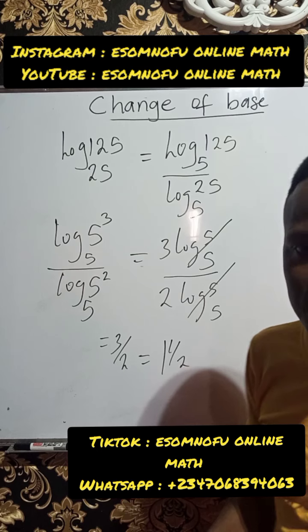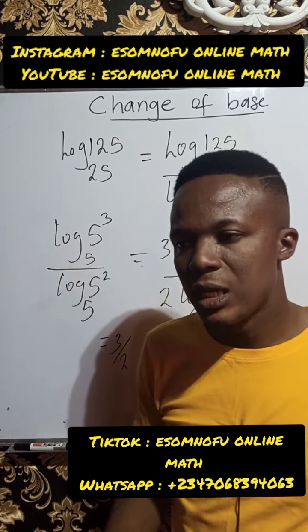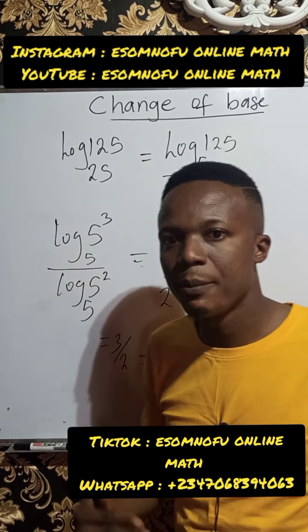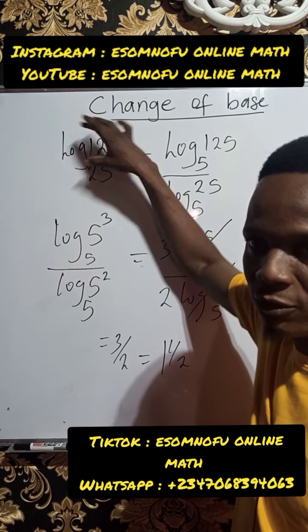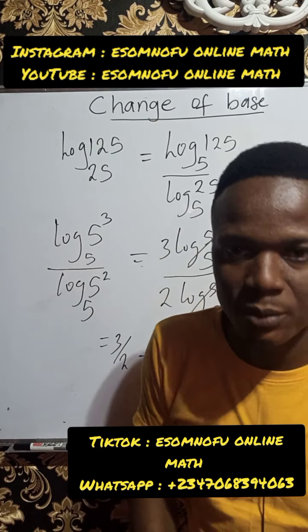So this is how to change the base of a logarithm when the original base cannot be raised to any power to get the number itself. Therefore, you've got to change the base to make it simplifiable.